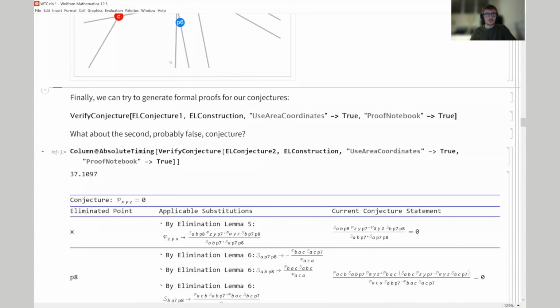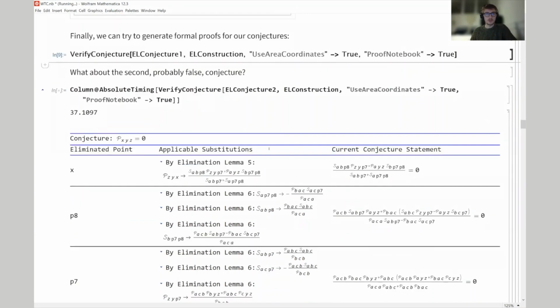This is all nice. This is all numerical verification. But if we want to generate formal proofs, we can do this using the main function of our package, verify conjecture. We will first try to prove our first conjecture, and hopefully it will turn out to be true, or at least provable. This might take a second.